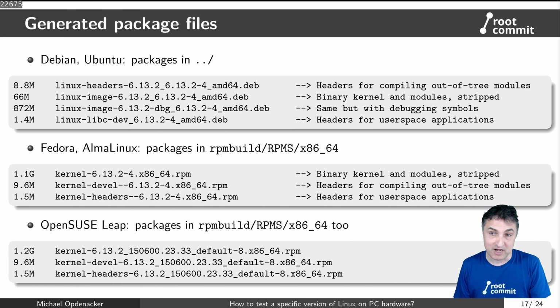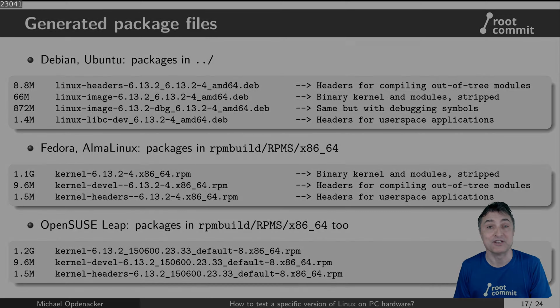On Fedora and Alma Linux, the packages are built in a subdirectory inside the kernel sources, and there is no debug package, as you can see. On OpenSUSE, that's the same output path, but the versioning scheme is a bit more elaborate.